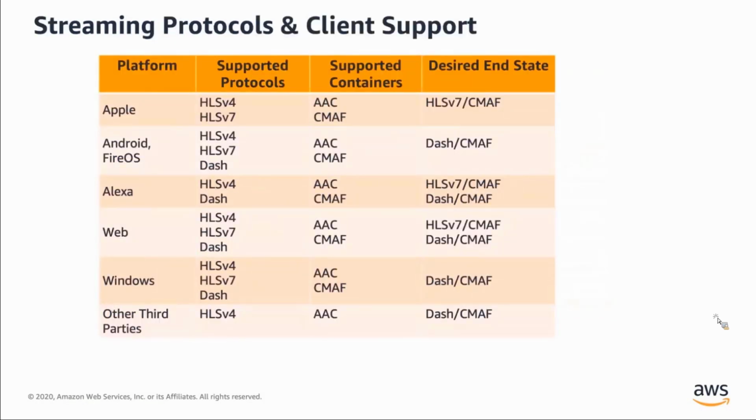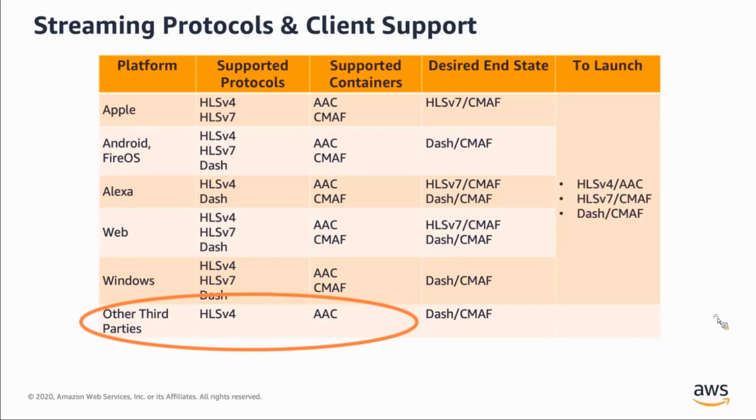But as we looked at all of the different clients we have to support, this turned out not to be true. So all of our in-house clients support MPEG-DASH and HLS version 7 backed by CMAF. But if you look at the last row here, our third-party clients only support HLS version 4 with AAC. And this meant we were forced to deliver 3 new protocols. We would vend HLS version 4 backed by AAC and HLS version 7 and MPEG-DASH backed by CMAF.